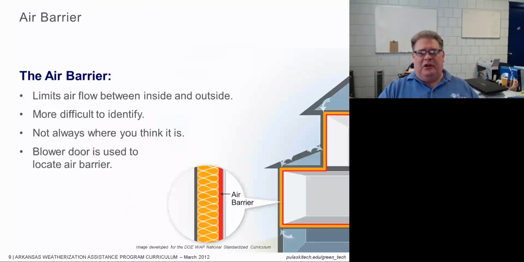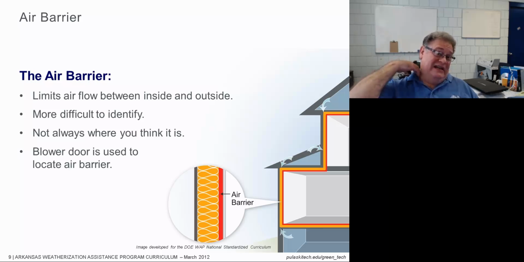Okay, now your air barrier is pretty simple. It limits the flow between the inside and the outside, but it's a lot more difficult to identify as far as where it is and what condition it's in, because it's not always where you think it is. We usually run the blower door to determine where the air barrier is and the quality of the air barrier. That's the air infiltration test. If we have a good blower door number, which is very low for a particular dwelling, then we say, hey, we've got a pretty good air barrier here. We don't need a lot of air sealing.